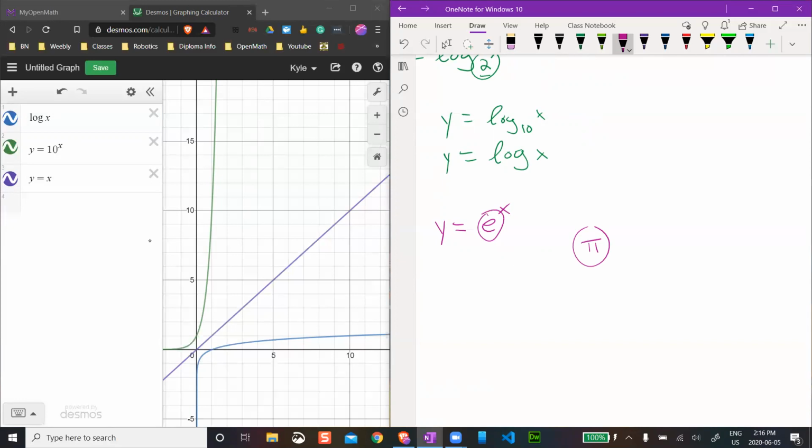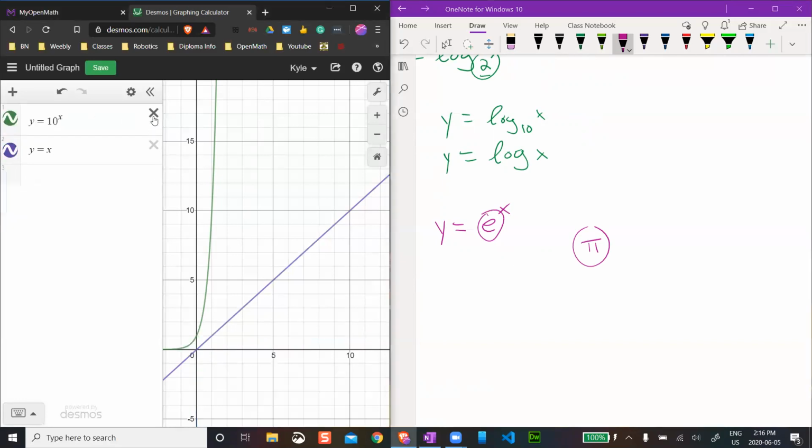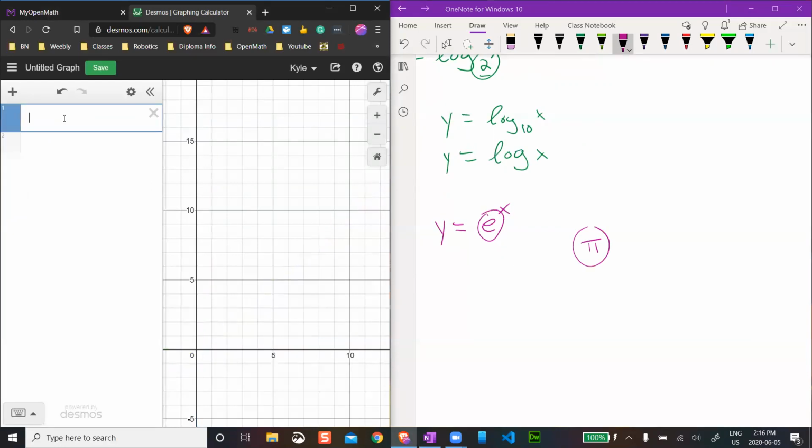So if I typed in e to the power of, actually there it is right there, right? 2.718 and so on. So e to the power of x gives us our same exponential graph, right? But then the other part of this, another one that comes up quite often, is actually called the natural log.